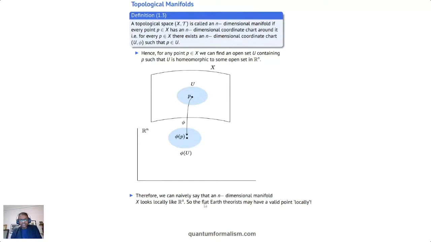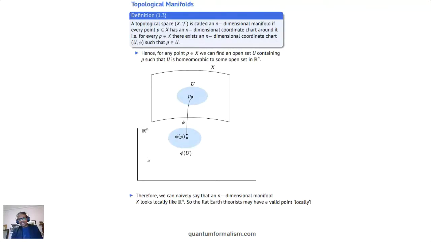Okay. So this is exactly where you hear that a manifold locally looks like Rn, because at every point, at very small neighborhoods, it is homeomorphic to Rn. So locally, a manifold looks like Rn.